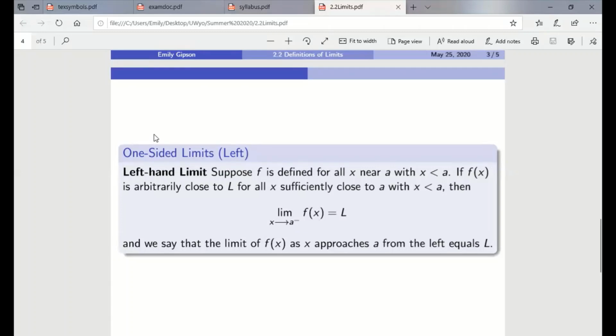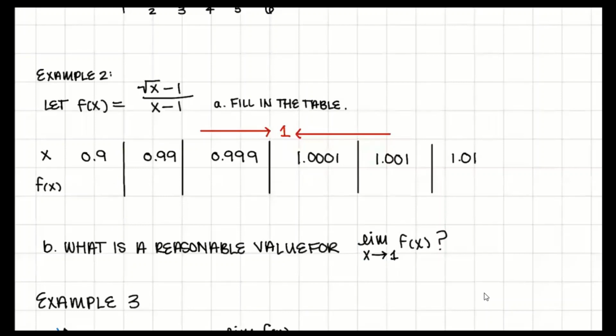So let's do another example. This time we're working with a table of values. And a table can maybe be a little bit easier for you to see because you have concrete numbers that you're working with. So this time I'm interested in the limit as x approaches 1, and I'm going to do it in tabular form. So let's go ahead and fill out this table.